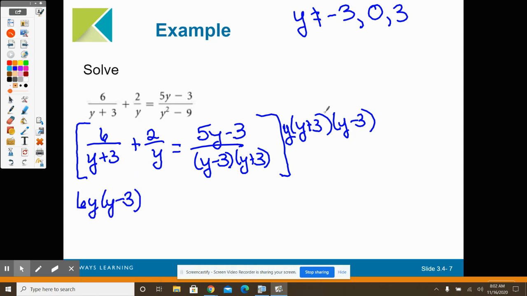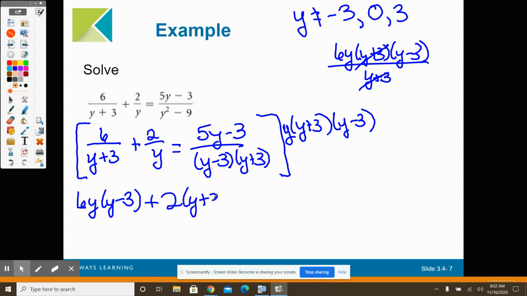What if you couldn't see it? Okay, so you multiply everything on top. That'd be 6y, y plus 3, y minus 3, and then you would divide by what's on bottom, that y plus 3, and those will cancel, and you're just left with what I wrote. Okay, on this one, the y's will cancel, and you just have a plus 2, and then you still have a y plus 3, y minus 3.